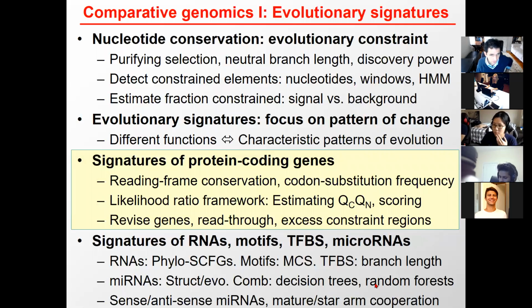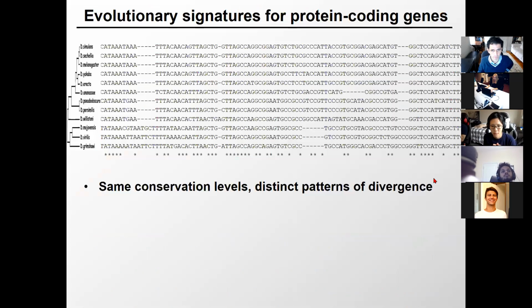So let's dive into signatures for protein coding evolution. We're going to discuss reading frame conservation and also codon substitution frequency. Okay. So here's the test for you guys. Here's an alignment of 12 species of Drosophila, and these again are spanning a distance similar to the mammalian distances of 29 mammals, about 60 million years worth of divergence.